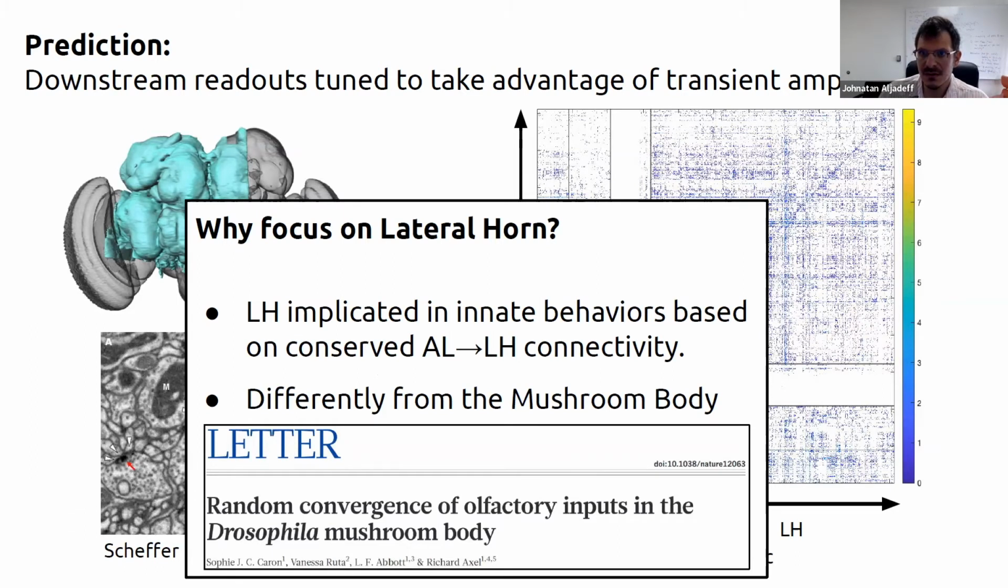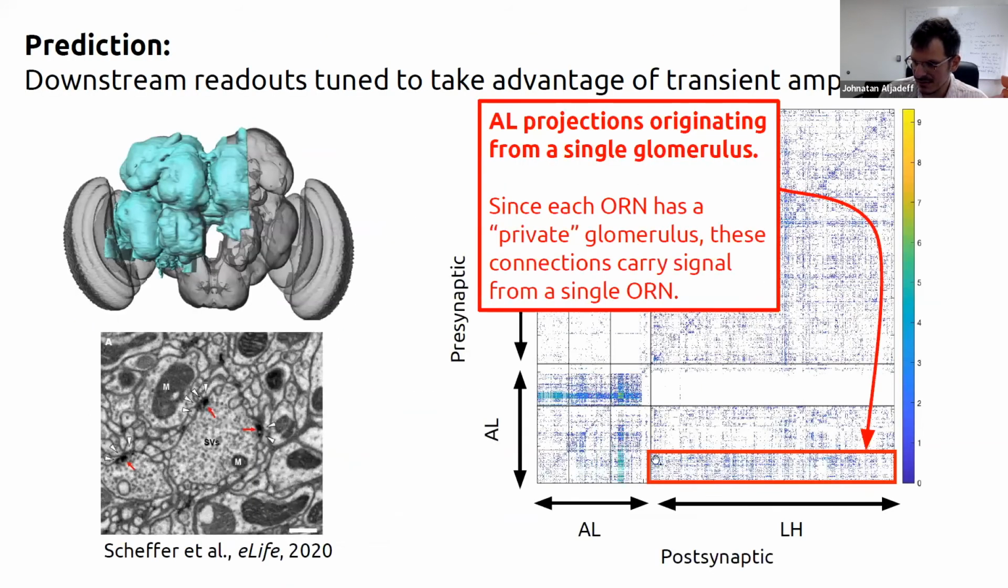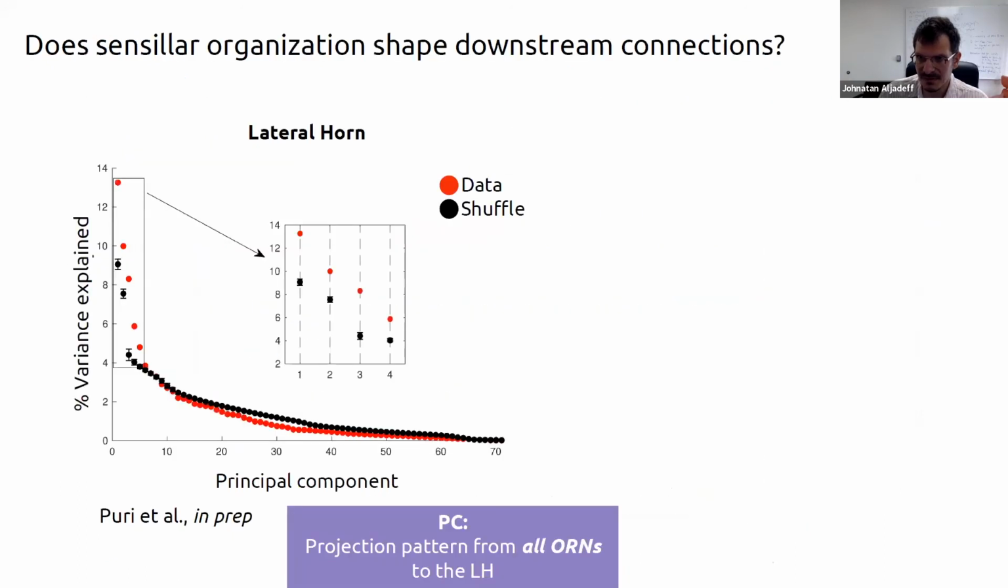Okay, so what are we going to do? The first thing we did is to take this rectangle matrix and perform principal components analysis on it. The principal components of this matrix are projection patterns from the antennal lobe to the lateral horn. When we compared the variance explained by these principal components to shuffles, we saw that the first 4 or 5 principal components explain significantly more of the variance than you would expect from random shuffles. The random shuffles here are not completely unconstrained. I don't have time to go into the details of how we did the shuffles, but this is, again, something I'm happy to answer questions about in the Q&A.